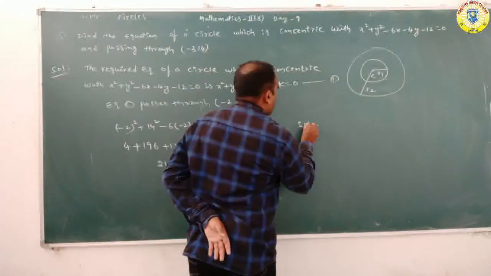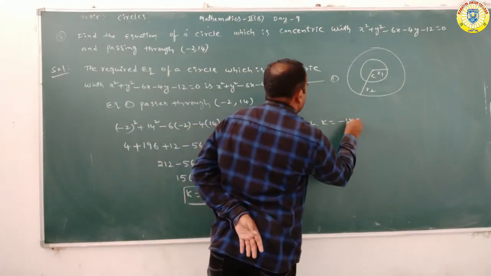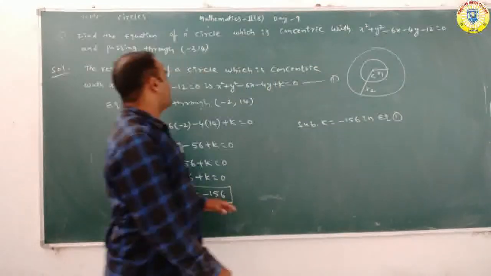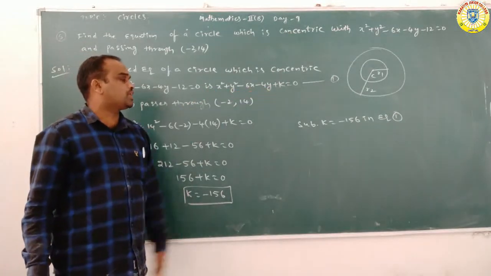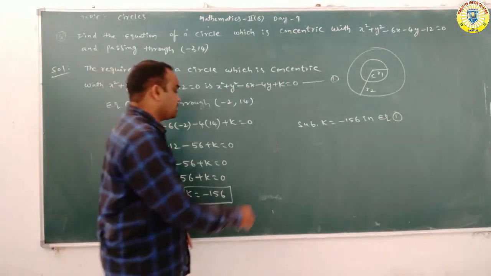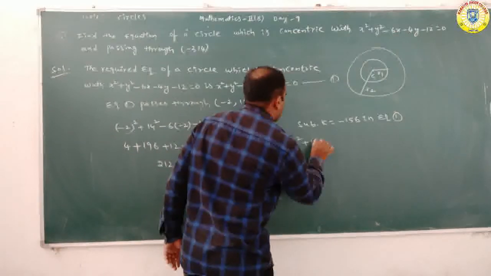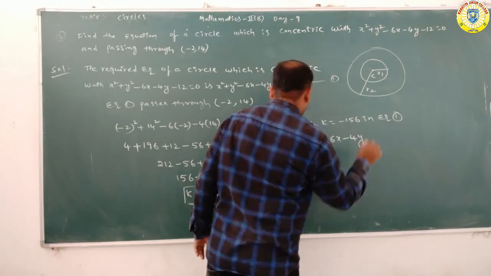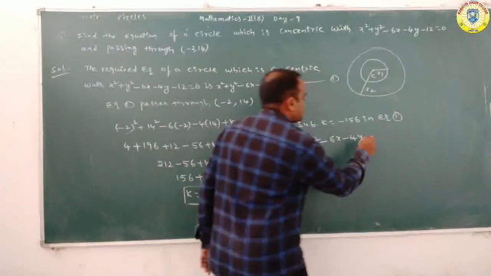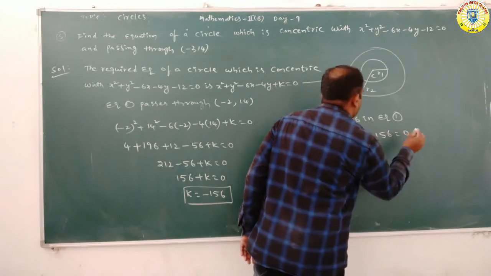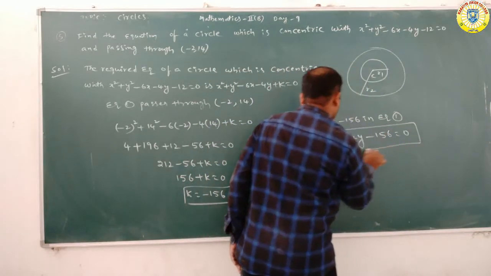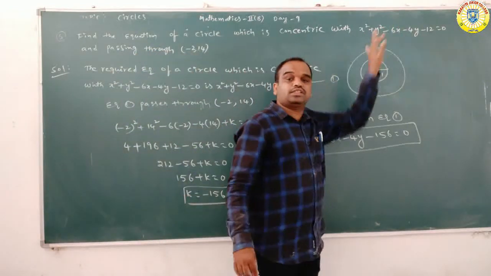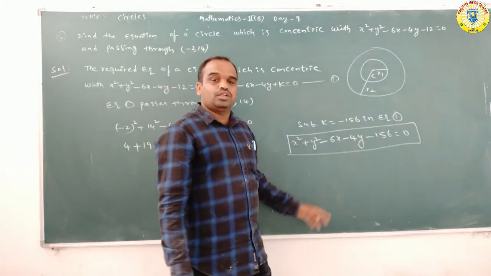Substituting k is equal to minus 156 in equation 1. What is equation 1? x square plus y square minus 6x minus 4y plus k equal to 0. Here x square plus y square minus 6x minus 4y minus 156 is equal to 0. This is the required circle equation. This is the circle concentric with which one? This circle. Okay now? So all of you notice.